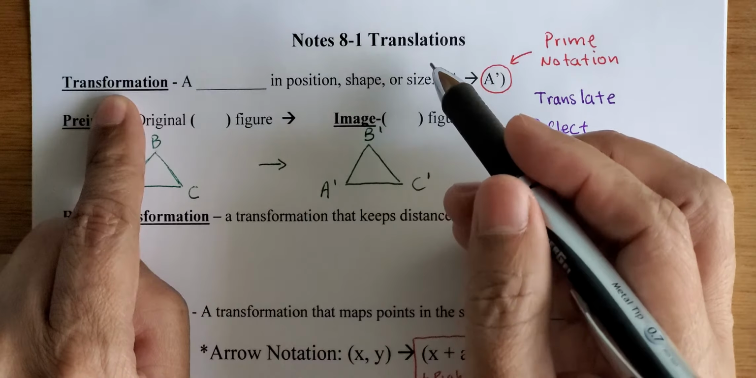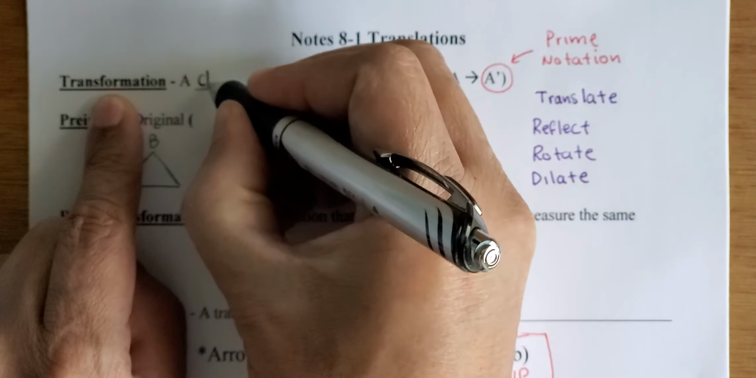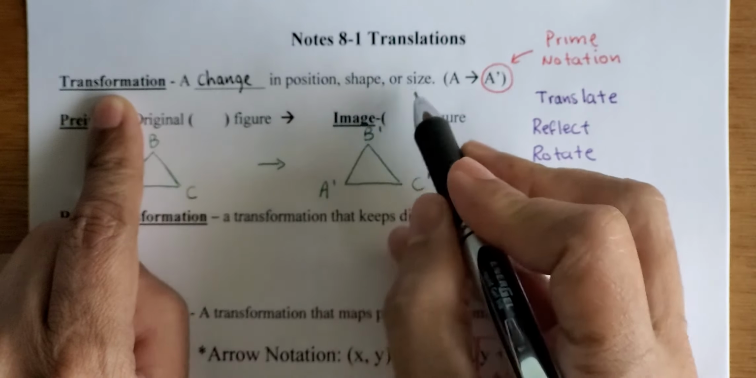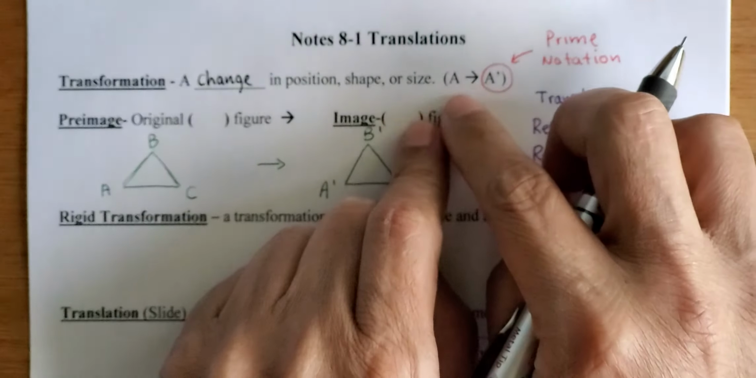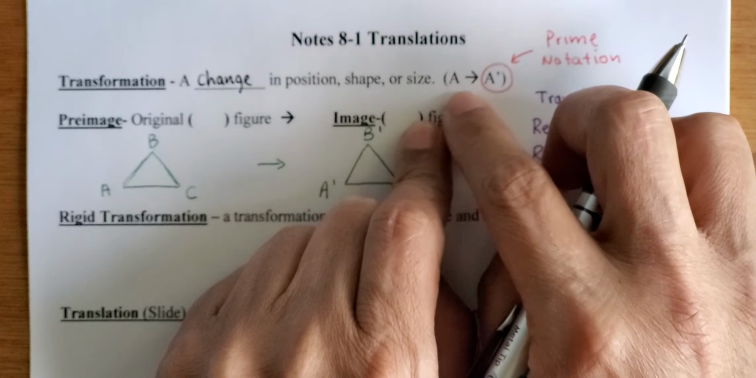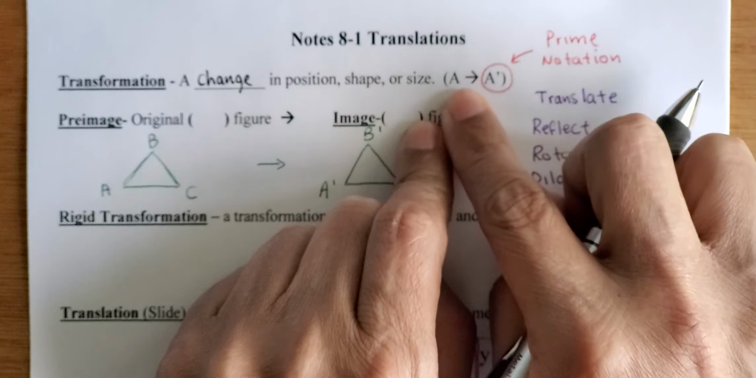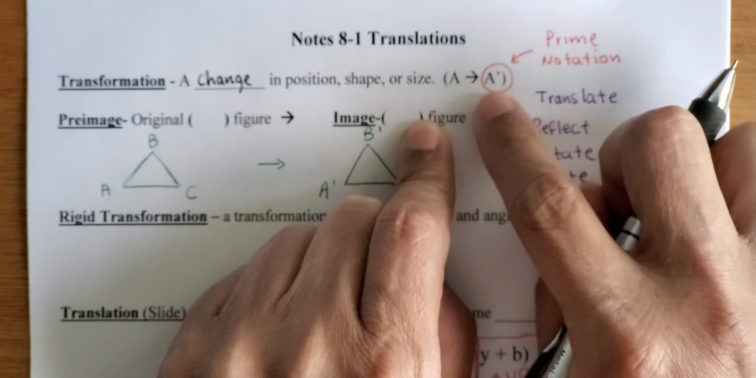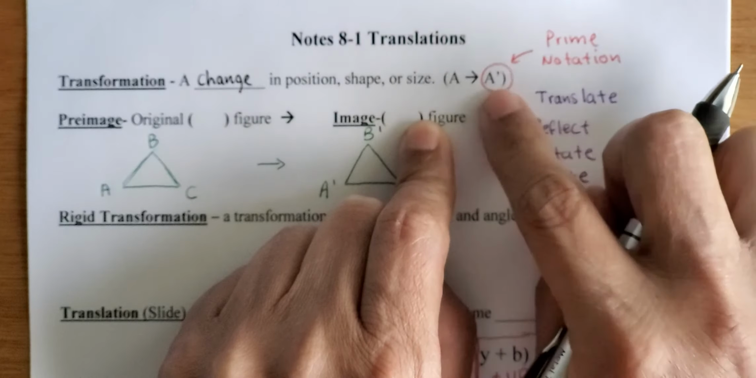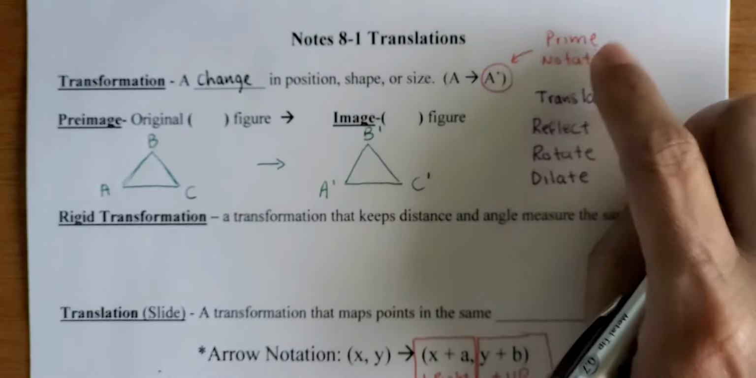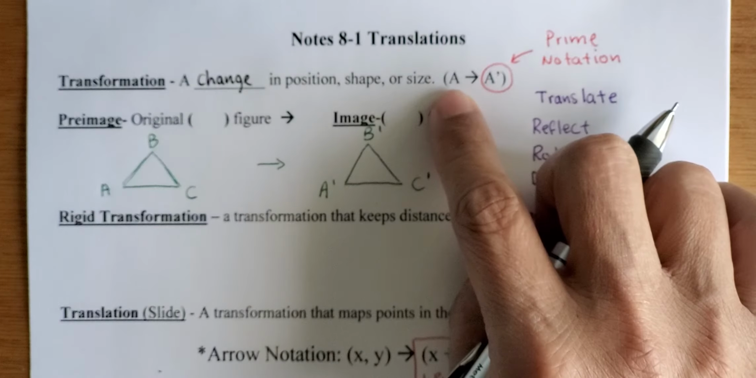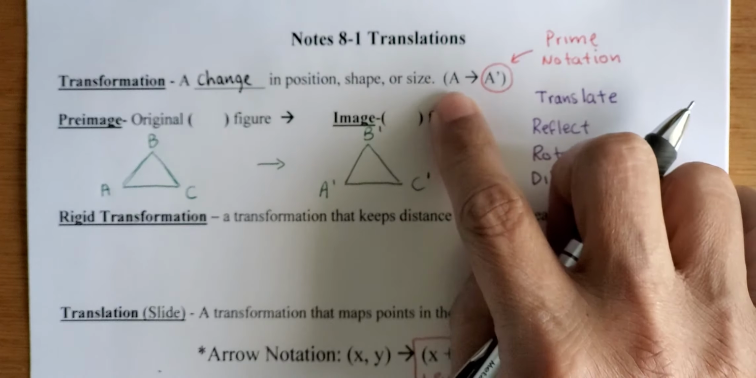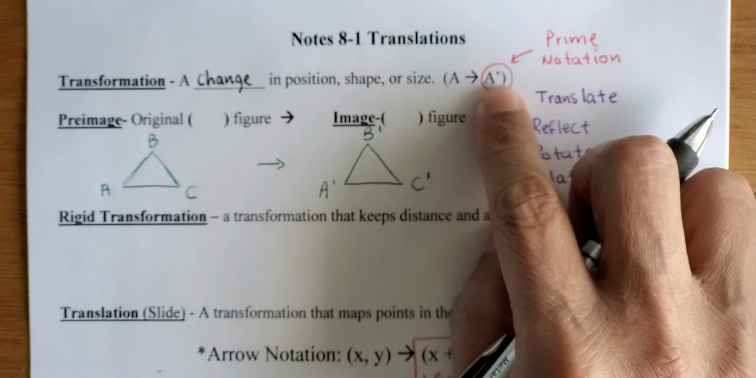A transformation is a change in position, shape, or size. So for example, let's say we take this point, let's say this is point A, and we do a transformation to it. After we've done the transformation, we use this notation. This is read as A prime. This is what we call prime notation. So whenever you see something like this, this is the original or old figure, and this will be the new figure. In this case, this is the old point, and this is the new point.